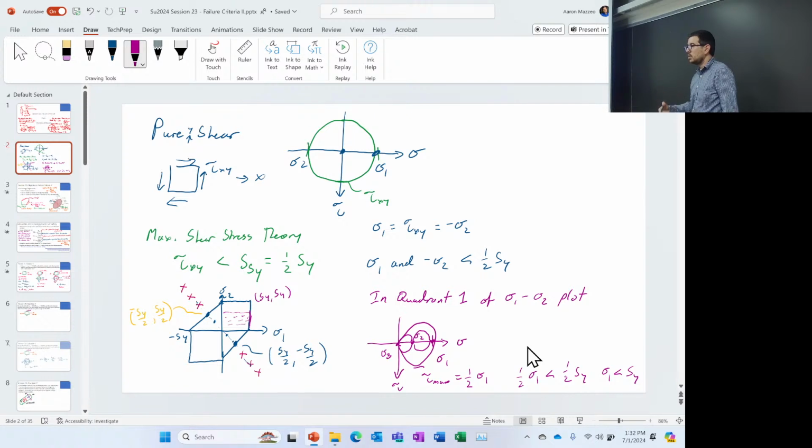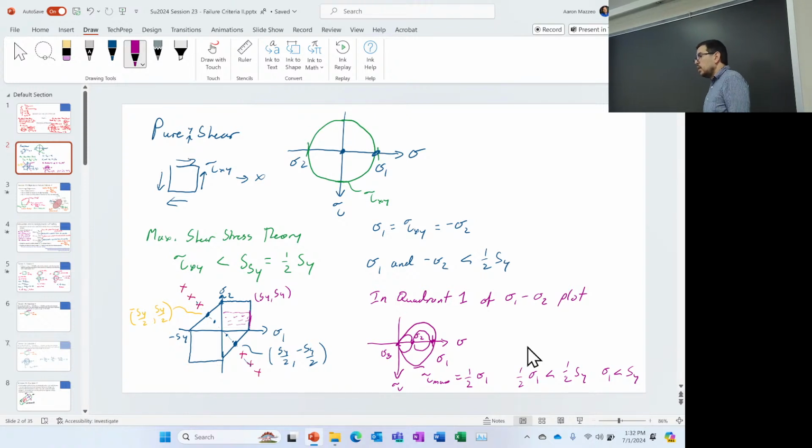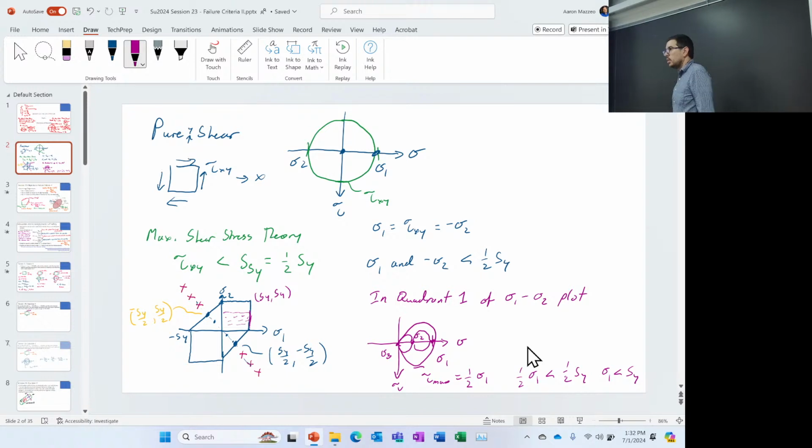Questions? Yes? So when drawing a Mohr circle for non-two-dimensional problems, you draw the biggest circle between sigma 1 and sigma 3, which is almost always at 0, and sigma 2 can be anywhere in between. That's correct. Okay.